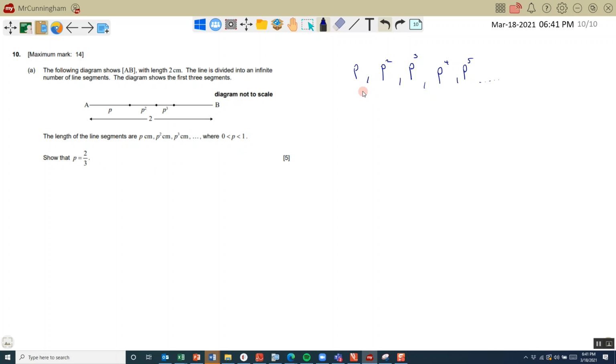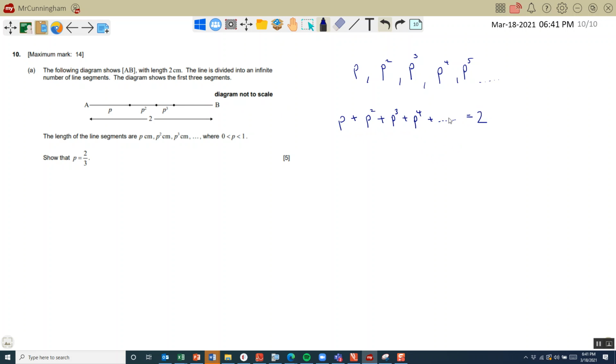So I can tell that if I was to take these segments, P plus P squared plus P cubed plus P to the 4 plus P to the 5, and so on, an infinite amount of them, they would equal 2.